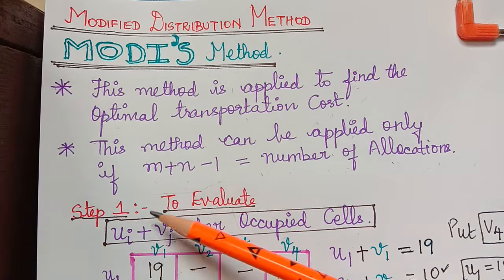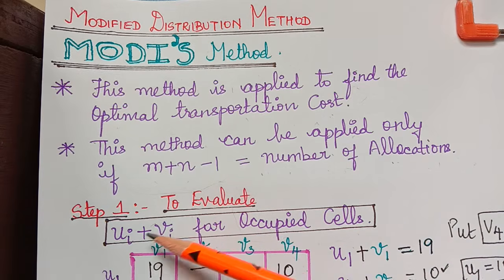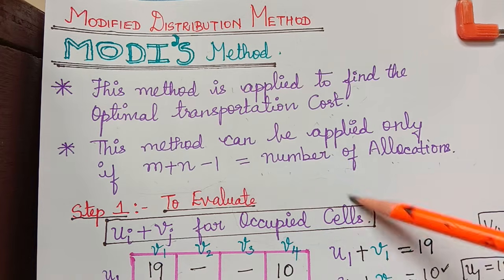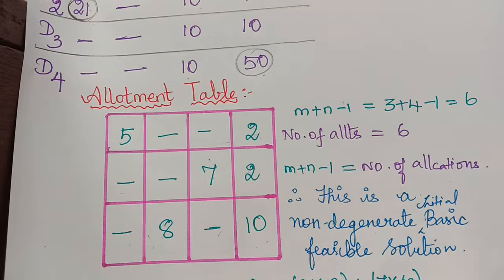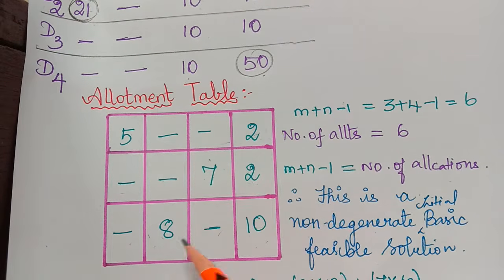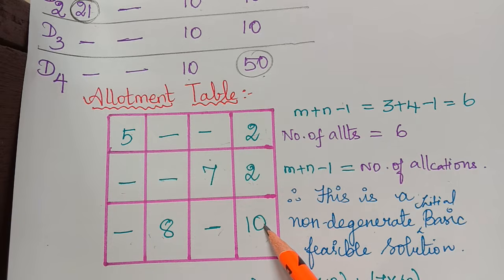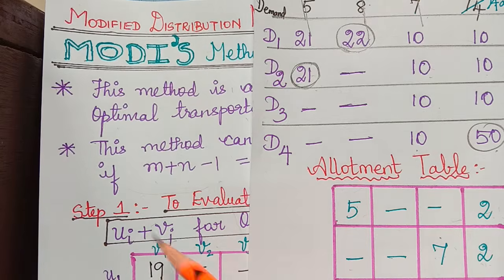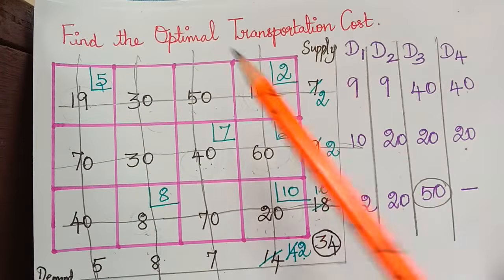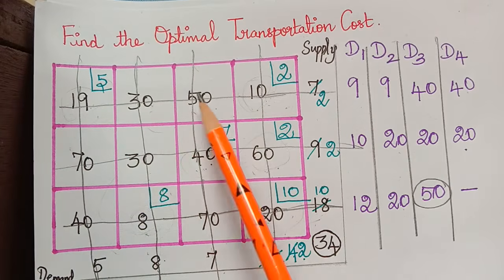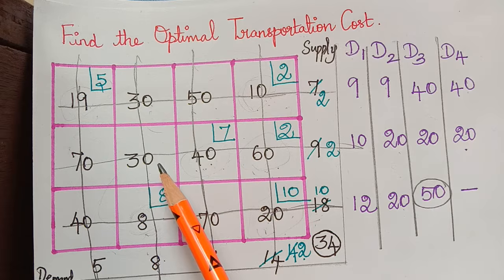The first step is the evaluation of ui plus vj for occupied cells. Now what are these occupied cells? In the allotment table that we have obtained, the cells which have been allotted are known as occupied cells. And what is this ui plus vj? These are the cell values of the original given matrix. So this is the original given matrix. The cell values are represented as ui plus vj.